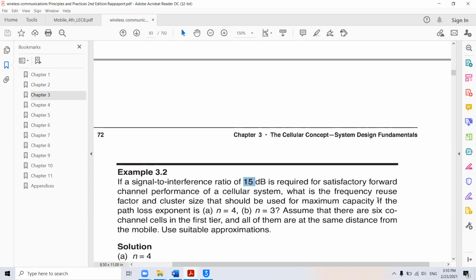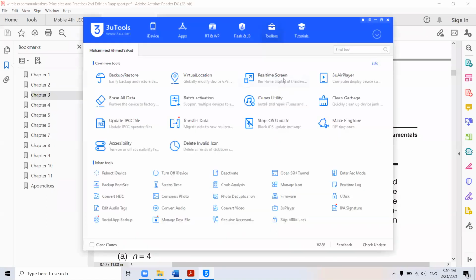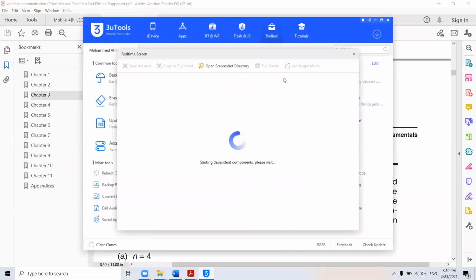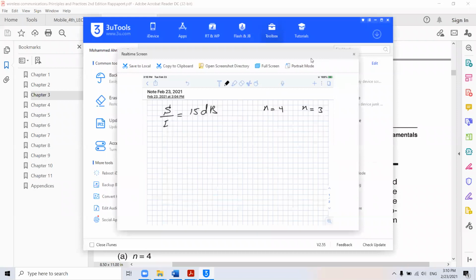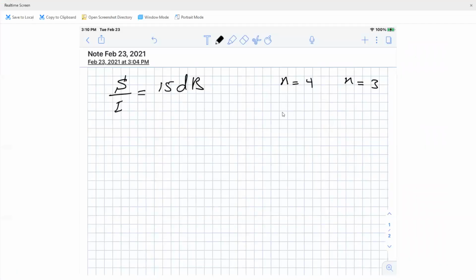Of course, as you know, first of all, we have to convert the 15 dB S over I into a ratio. Then we are going to solve the problem. Now, let's go to the whiteboard, to be able to deal with this problem. Full screen. Okay, now I think you see the whiteboard.